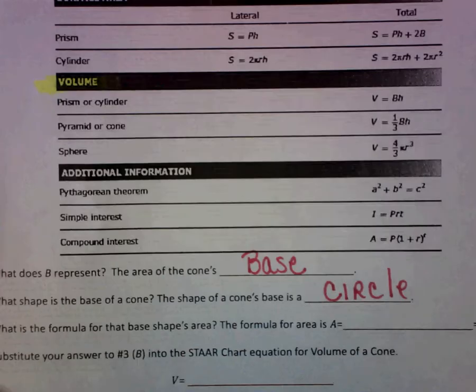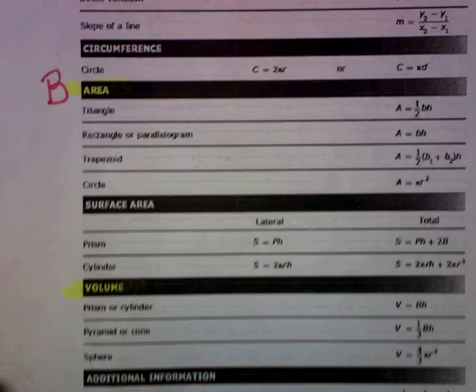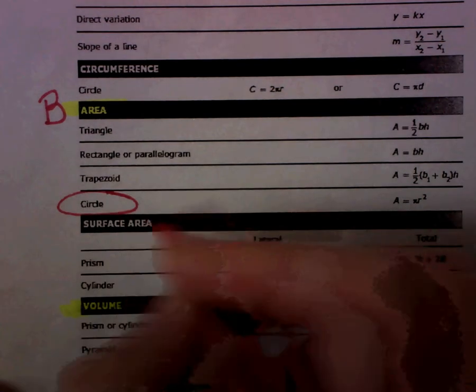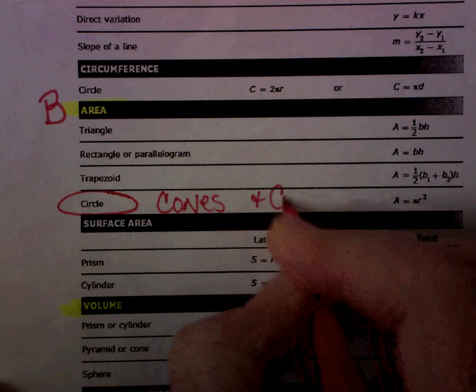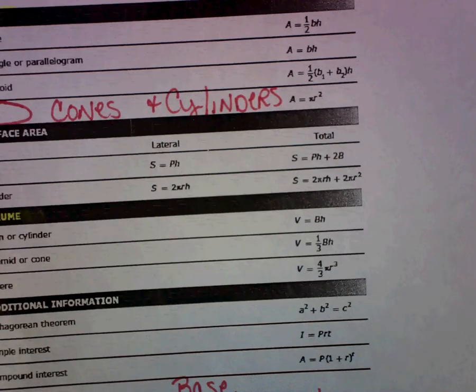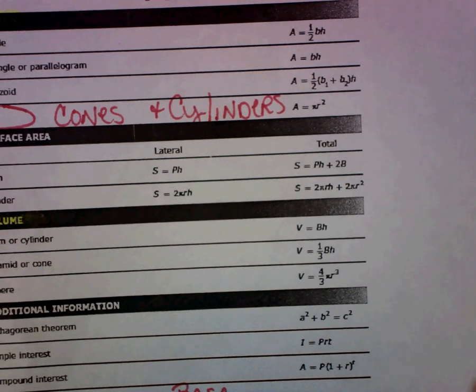Okay, what is the formula for that base shape's area? Here are our formulas. Here is our circle. These are for cones. We also know that it's for cylinders, so I'm going to go ahead and write that down. When we see a capital B, we need to look this up. Our formula is pi r squared. The area is equal to pi r squared, which equals your capital B, right? Oops, you can't see that.